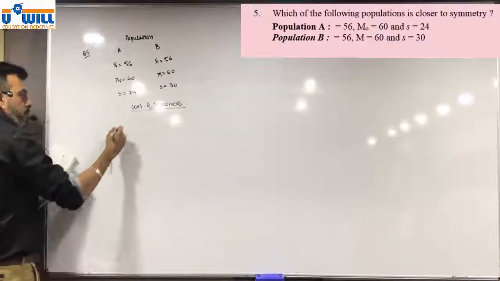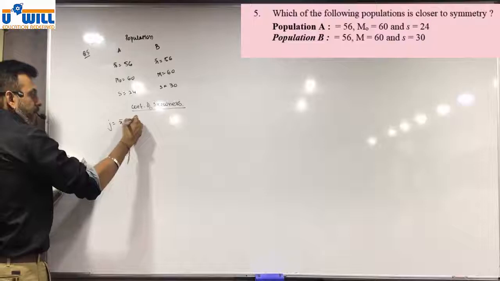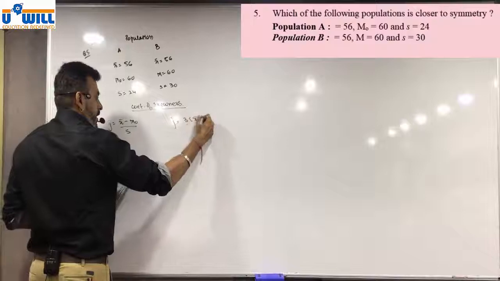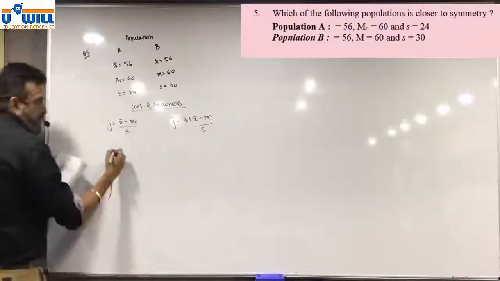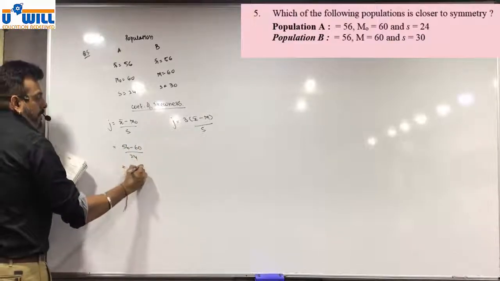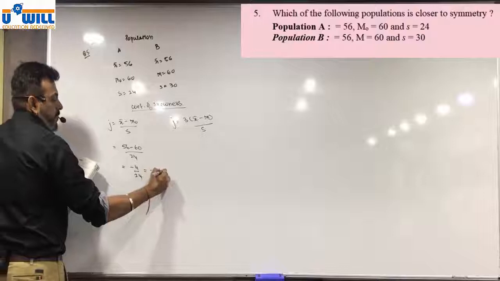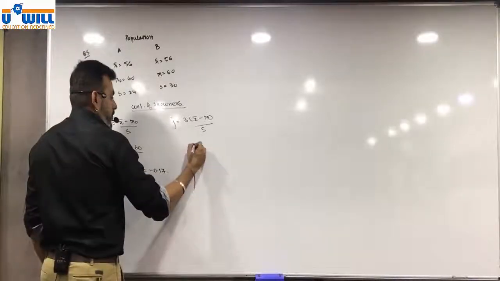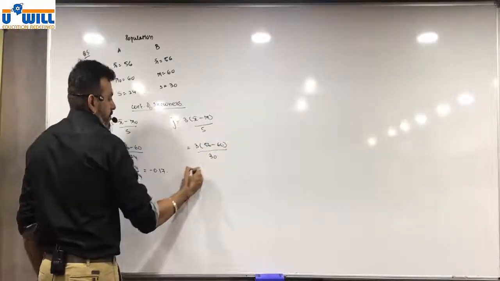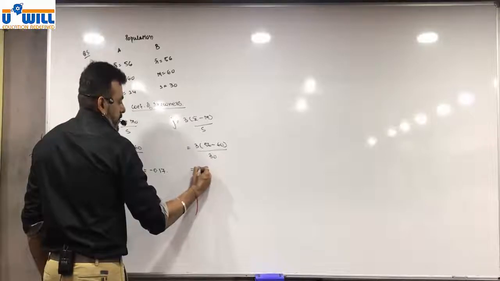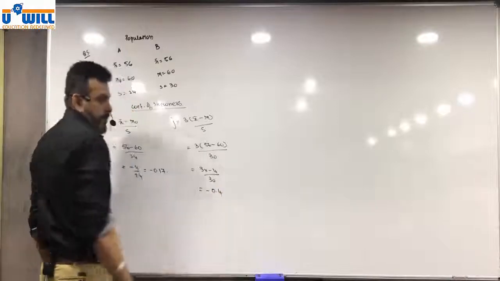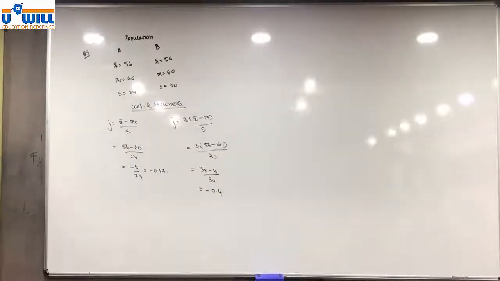Coefficient of skewness J is equal to x bar minus mode upon S, and J is equal to 3 times x bar minus median upon S. So 56 minus 60 by 24, minus 4 by 24, is minus 0.17. And over here, 3 times 56 minus 60 upon 30, 3 into minus 4 by 30, is minus 0.4. The answer will change.